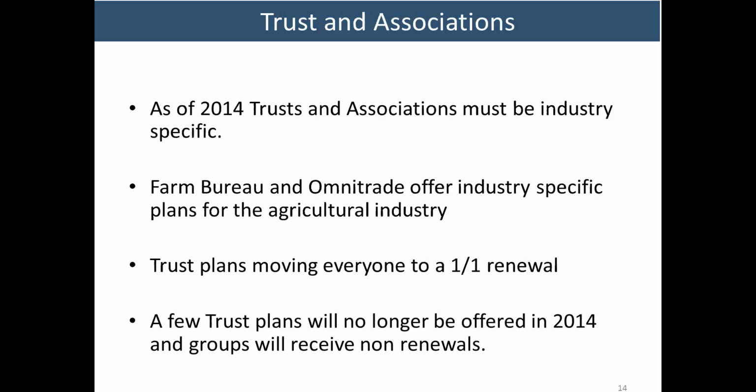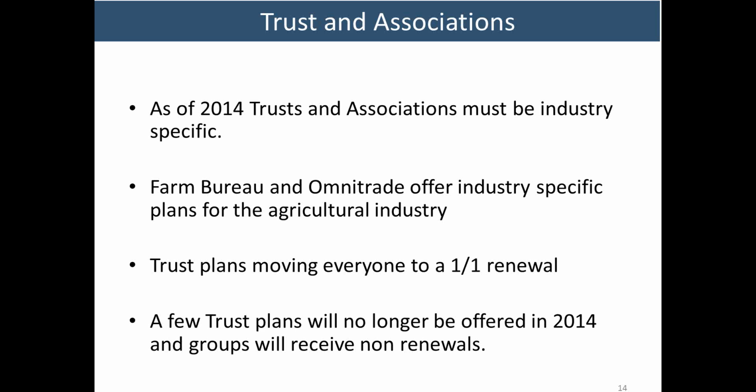As I talk about trusts and associations, as of 2014, trusts and associations must be industry specific. Therefore, if you are in the ag industry, you cannot join a trust association that does the hospitality industry. So you have to be specific to your industry. As I mentioned, Farm Bureau and OmniTrade offer industry-specific plans for the ag industry. These trusts are renewing on 1/1.